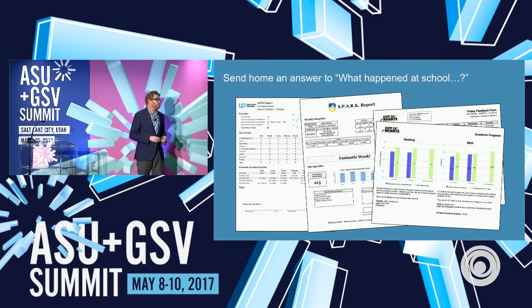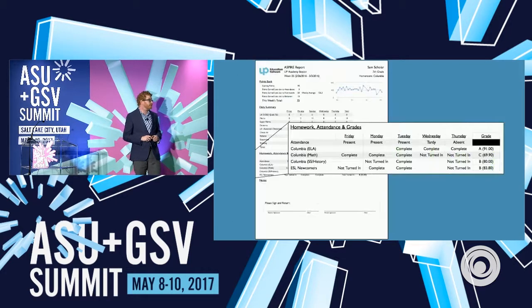So with DeansList, we're reinventing the progress report. We send it home every single week, and it's customized to be exactly what the school wants their parents to see, what they want parents and students to talk about every single weekend. At some schools, we'll highlight current progress on homework, attendance, and grades. So parents know exactly how their kids are doing in each class, and they know exactly which assignments students need to catch up on over the weekend so they can be handed in on Monday.